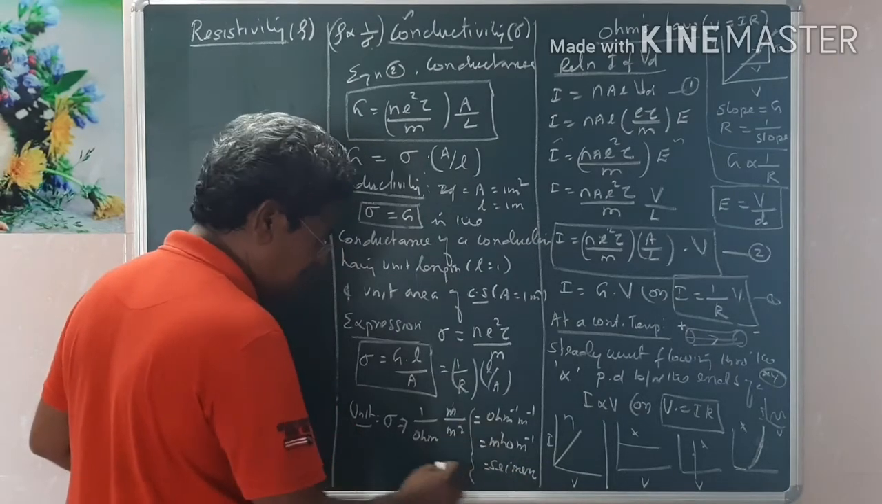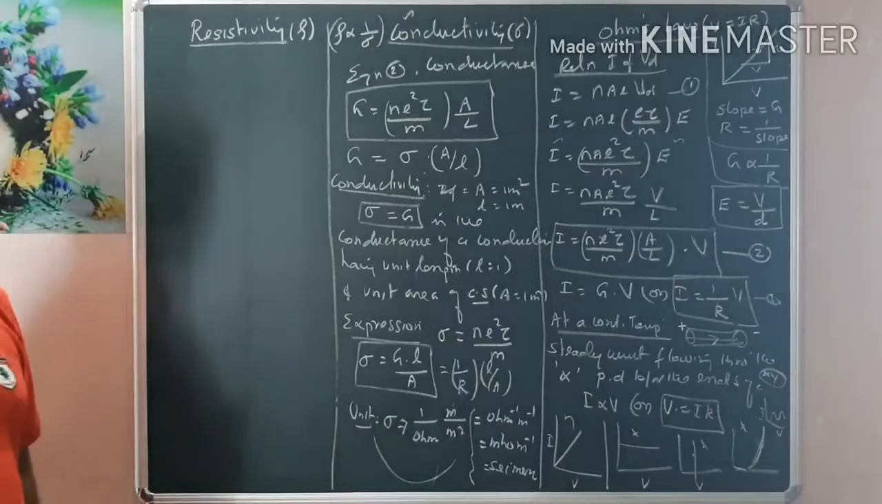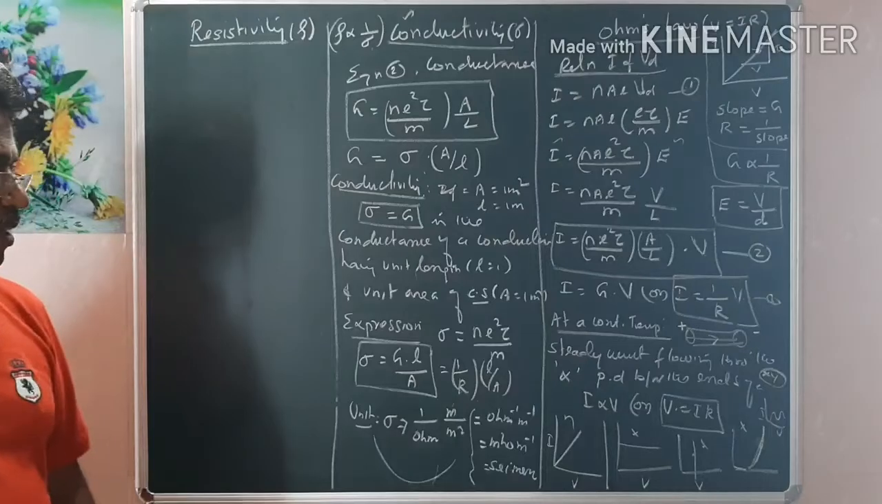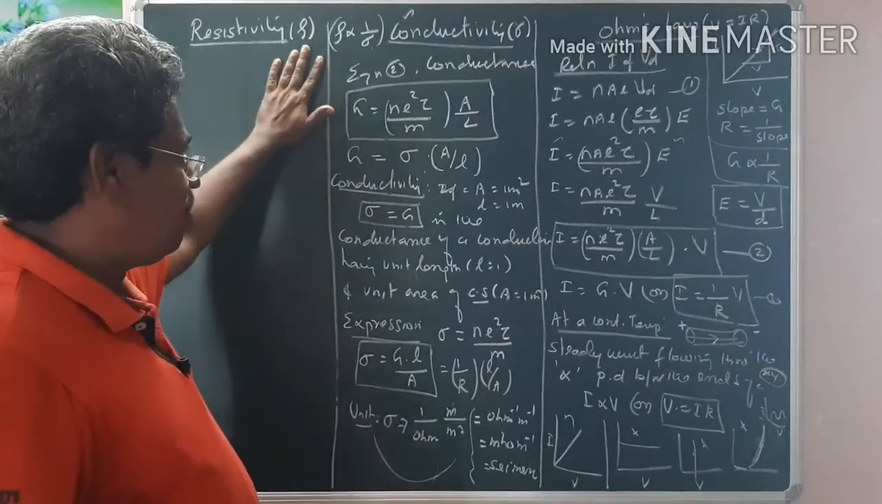Then what are the units of conductivity? All the three are correct. If you want to write the dimension for this one, you have to work on your own. So again repeating, how will you derive the expression for conductivity?